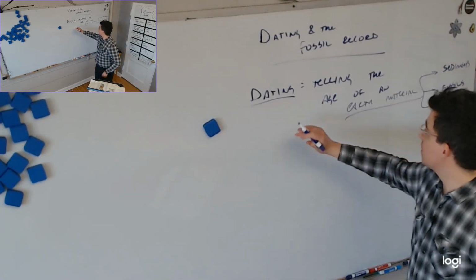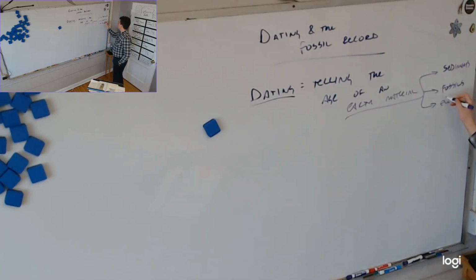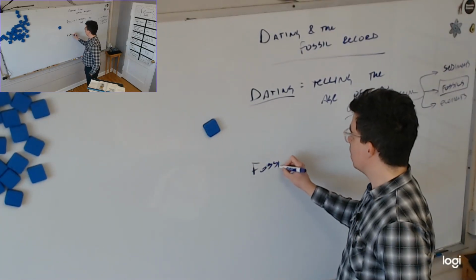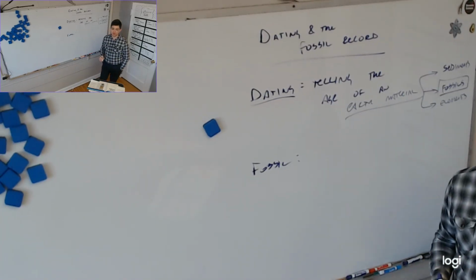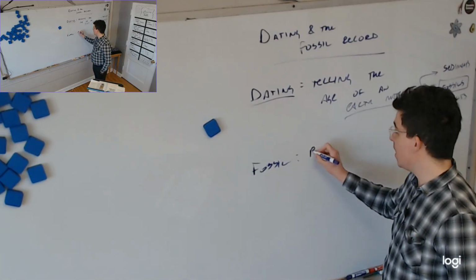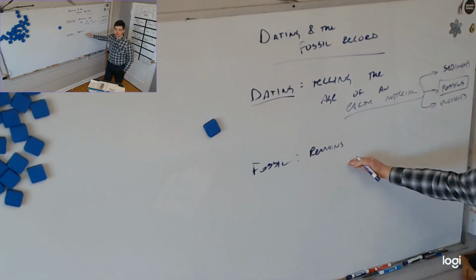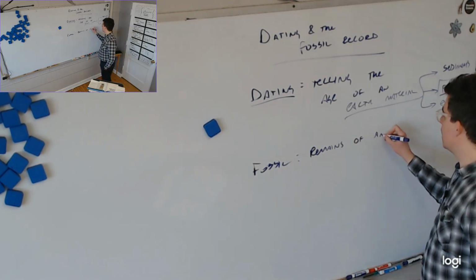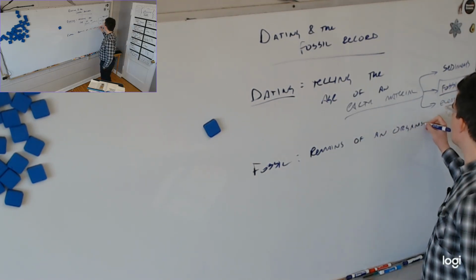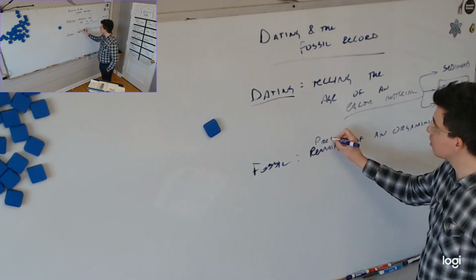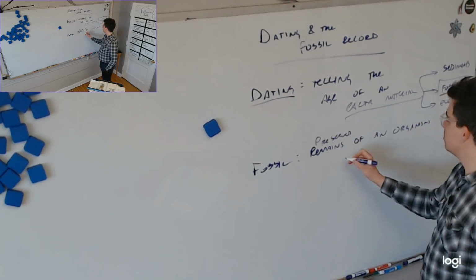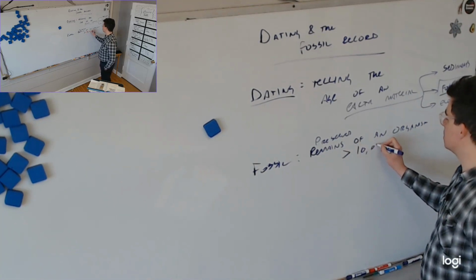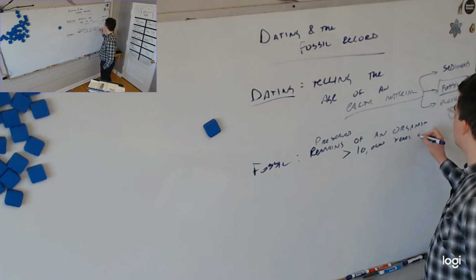Anyway, today we're talking about dating, telling the age of an earth material, and we're going to focus first on fossils. So first let's define a fossil. We know a fossil has to be how old? We had this as part of our bell work, so I'm just going to tell you. A fossil is the preserved remains of an organism greater than 10,000 years old.